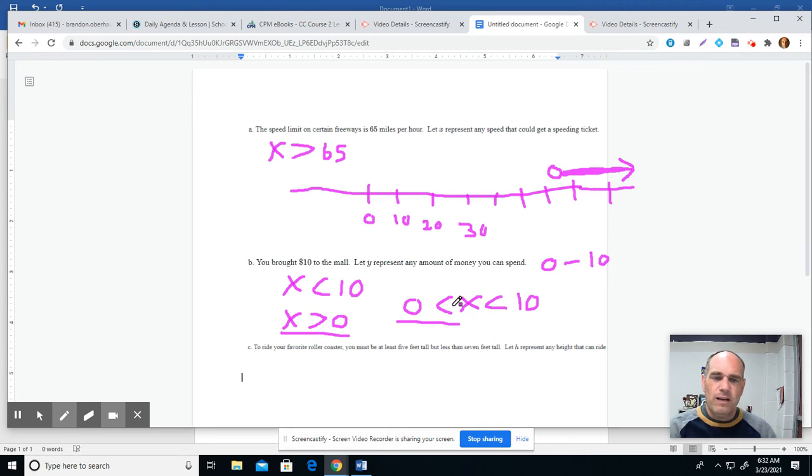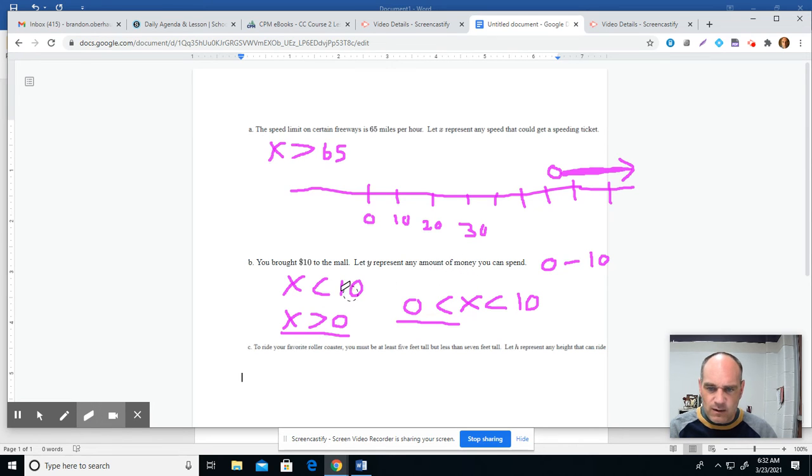I should be able to put any number between 0 and 10 in here, and it should make this true. If I put in, let's just say, $5, is this true? Well, look, the mouth is open to the bigger number. If I use this inequality, the mouth is open to 10, which is the bigger number. So this is my symbols. I know that's a little weird to see for the first time.